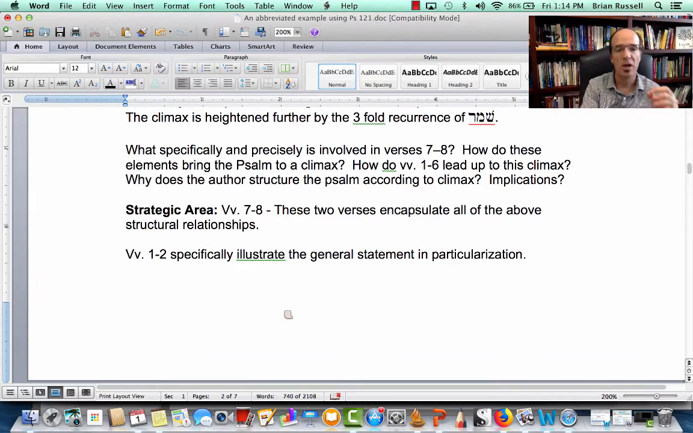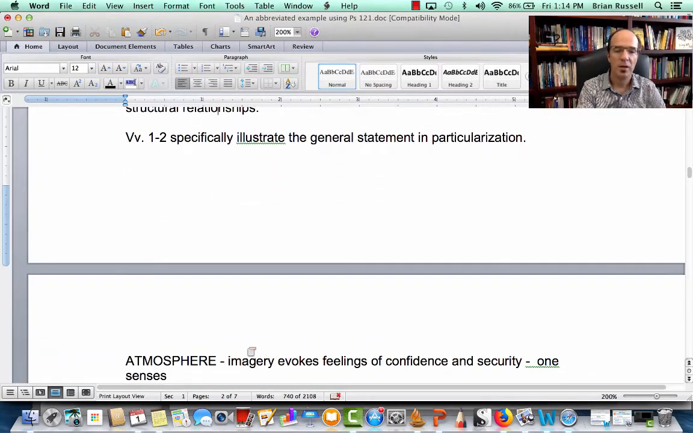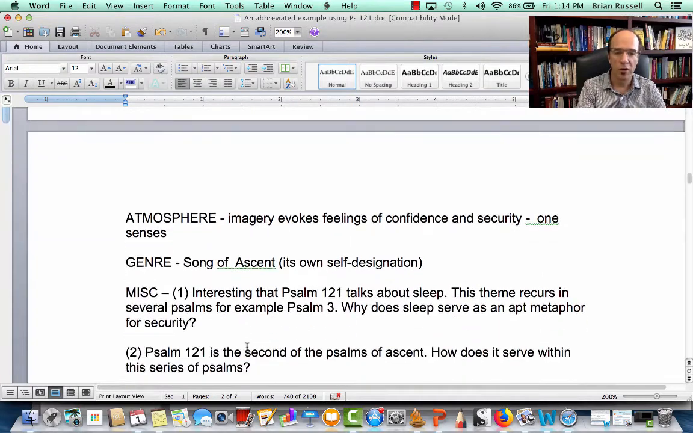So you want to make sure that each structure that you found is represented in one of these strategic areas. It could be that you have 5 structures and 5 strategic areas, but notice in my case I listed several structures, and these 2 strategic areas encompass all of those structures. Now the rest of the survey is relatively straightforward.